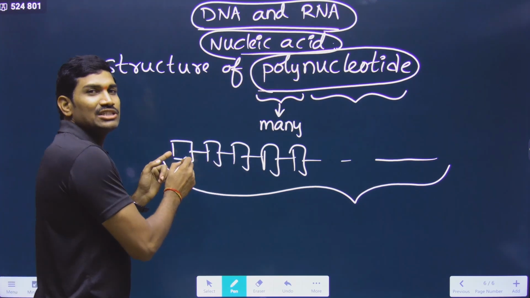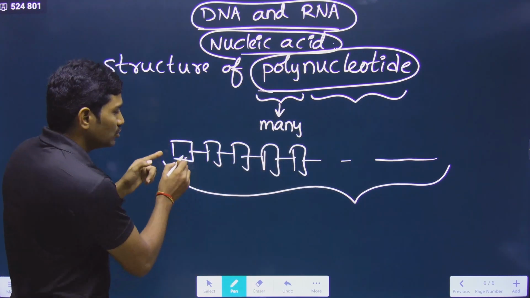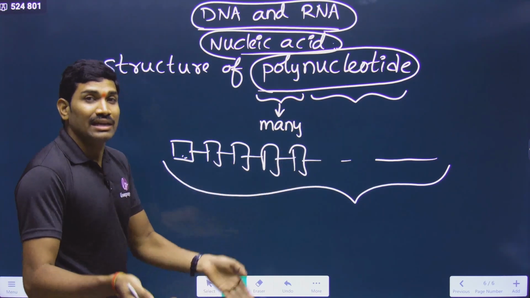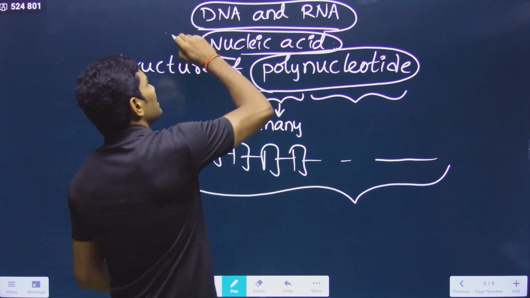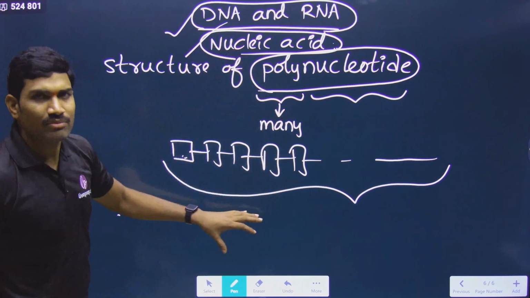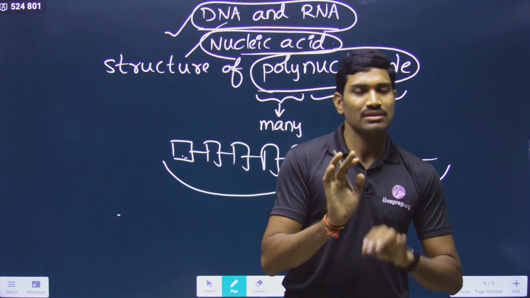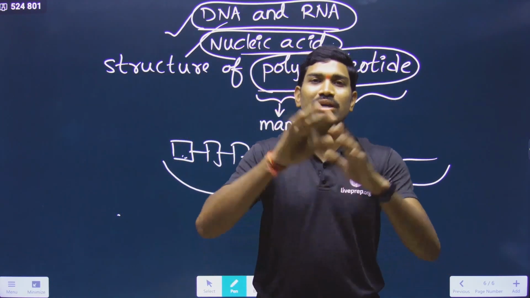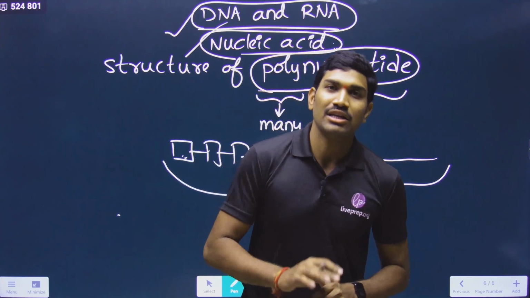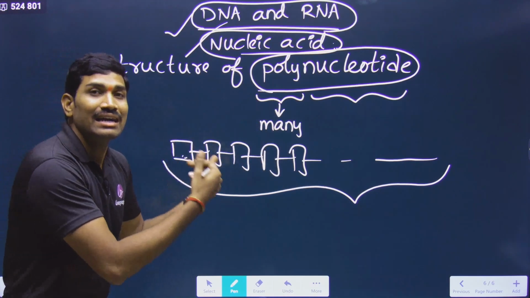If these nucleotides are related to DNA, this molecule will be DNA. If these nucleotides are related to RNA, this molecule will be RNA. That means in the NCERT itself, in general, they are giving information for both, because this basic information is common for both DNA and RNA. The small difference we will study separately, but the remaining 99.99% information is the same for both DNA and RNA. That's why here we are studying DNA and RNA combined.